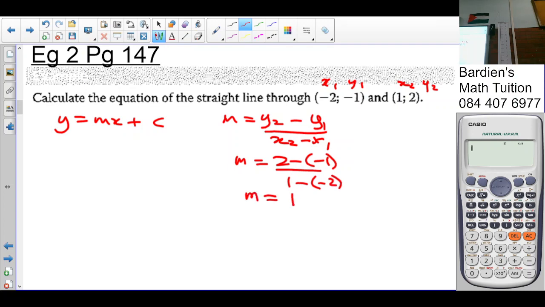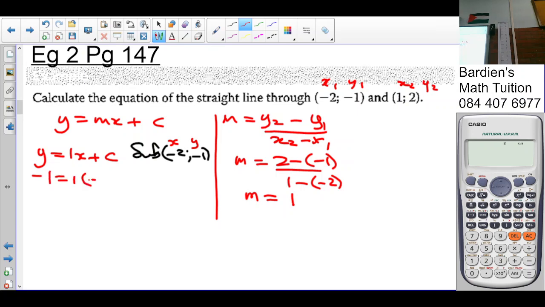Not so? The equation is y is equal to 1x plus c. So in pursuit of calculating c, I'm going to substitute one of the values in. One of the coordinates, sorry. So I'm going with negative 2 and negative 1, remembering that is an x and a y. So negative 1 is equal to 1 into negative 2 plus c. This is negative 2, you bring it over, becomes minus 1 plus 2 is c. So c is 1. What's the equation? y is equal to x plus 1.